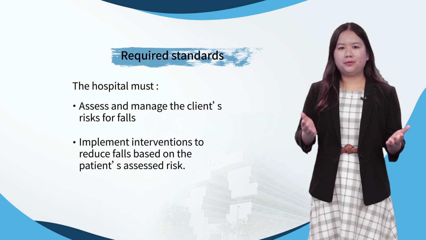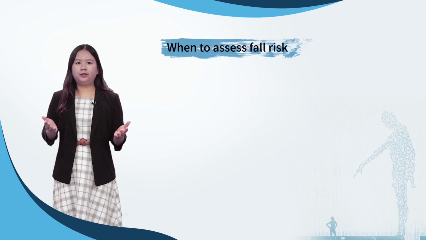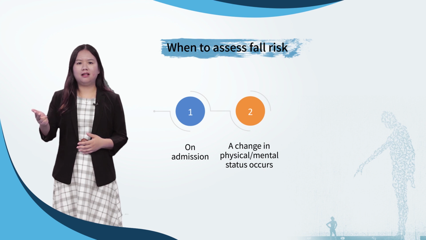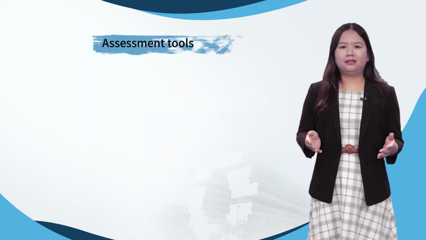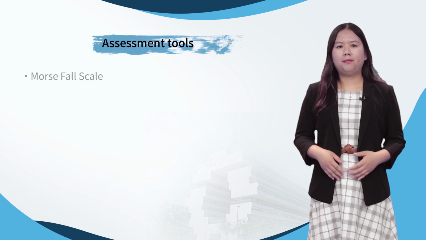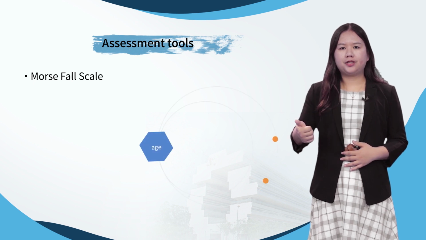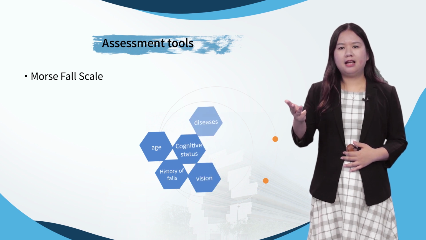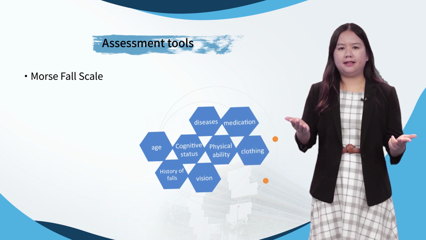However, when should we do the assessment? It is important to assess patients for fall risk on admission, whenever a change in physical and mental status occurs, on transfer, and before discharge. Many assessment tools to determine a patient's risk of falling are available. The Morse Fall Scale is used most commonly. Most assess for age, history of falls, cognitive status, vision, number of diseases, physical ability, medications, and clothing.